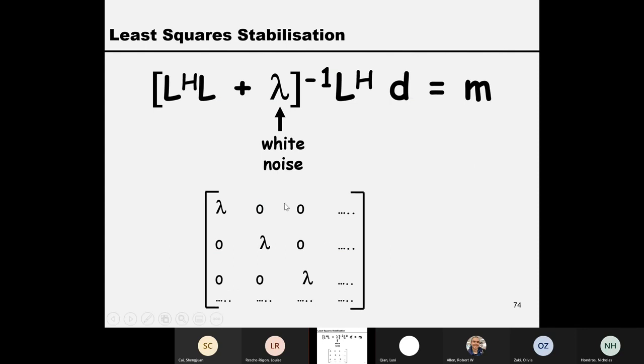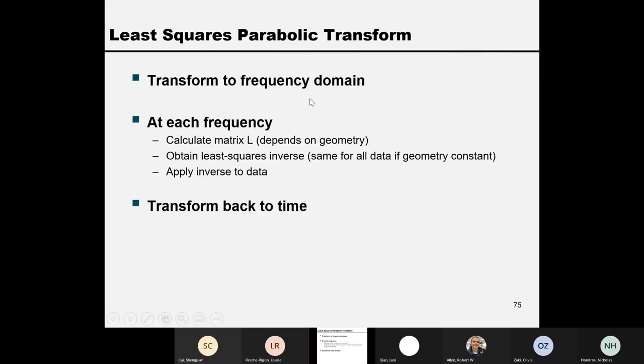In this case, we actually add something called white noise to the main diagonal. This will stabilize the inverse operator. Okay. And then furthermore, we try to change the arrow into something else. That will be the next step of the least square.